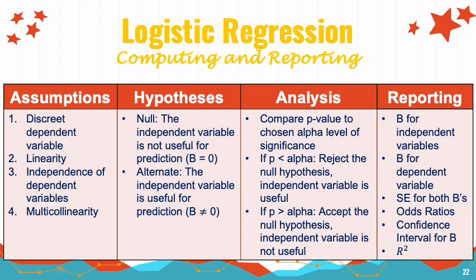As with all tests of analysis, you use Microsoft Excel or IBM SPSS to compute the test statistic. Remember, this is the Wald test for regression and associated p-value. This information will again be presented in a table format. If the p-value is smaller than your chosen alpha level of significance, you will reject the null hypothesis and say the independent variable is useful for predicting the dependent variable. If the p-value is larger than alpha, you accept the null hypothesis and say the independent variable is not useful for predicting the dependent variable.